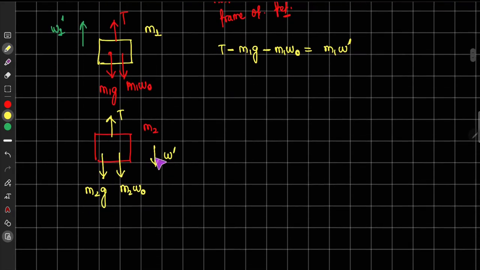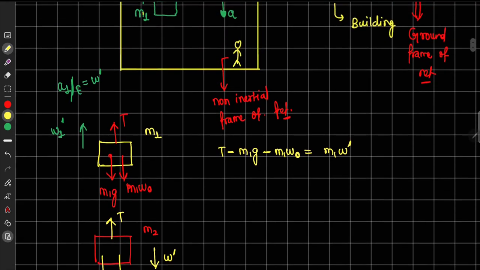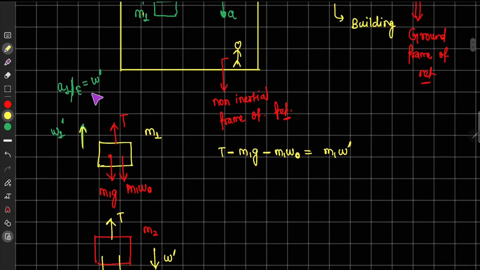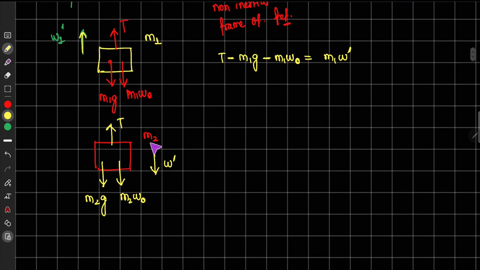So that's why the acceleration of mass m1 is in this particular direction with the acceleration of w dash, and the acceleration of mass m2 is in this direction with the acceleration of w dash. Now if we balance the forces, then we can write m2g plus m2 into w naught minus T is equal to m2 into w dash. So using these two equations, we can find the tension force and the acceleration.